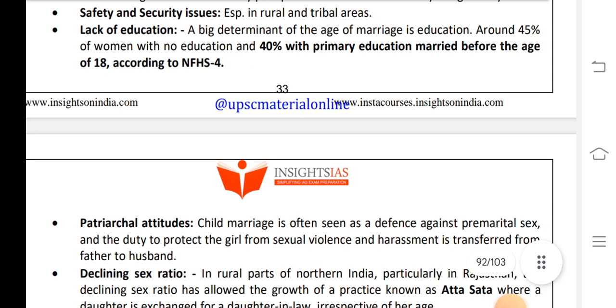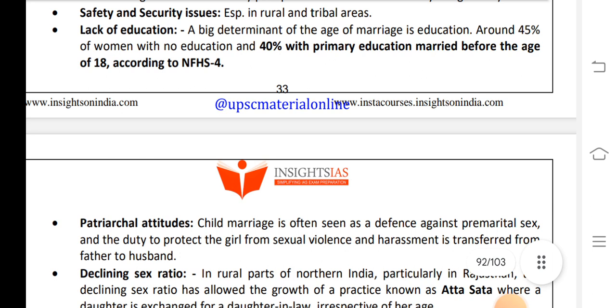Economic factors: girls are often seen as a liability with a limited economic role in poor communities, and marriage of a daughter means one less mouth to feed. The high demand for dowry puts pressure on families to marry girls early. Safety and security issues, especially in rural and tribal areas.